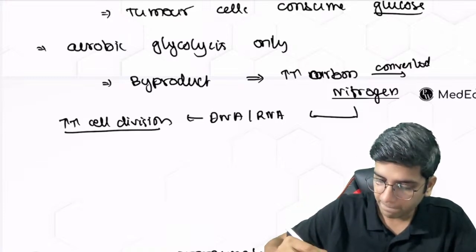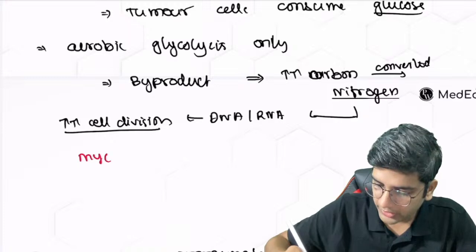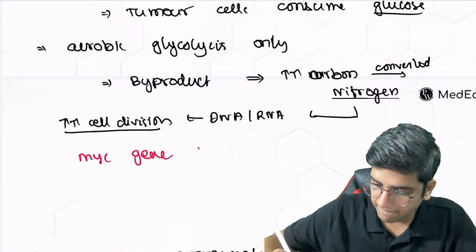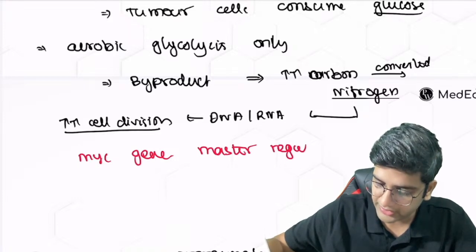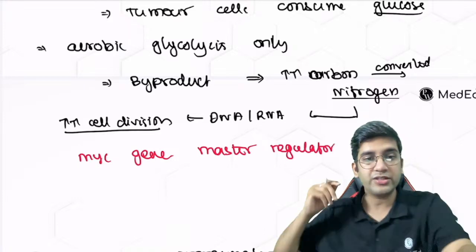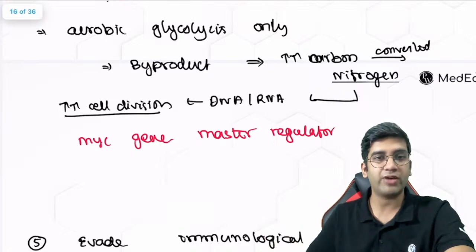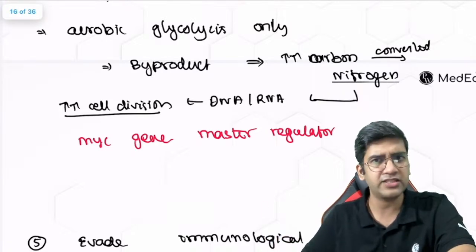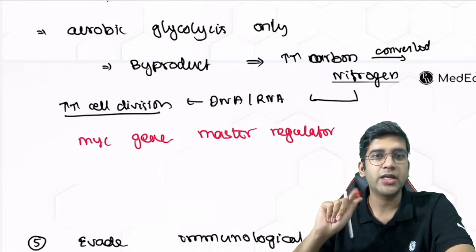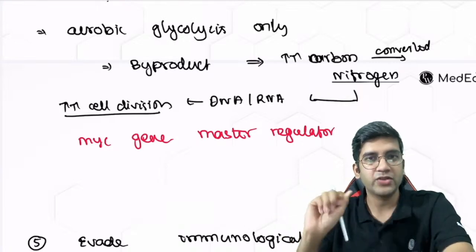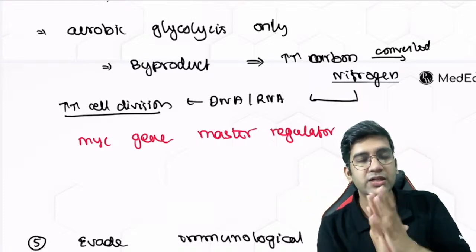The gene called MYC gene. MYC gene is the master regulator of Warburg's effect. Please mention this, that's important. MYC gene does everything which is required for Warburg's effect to be successful. Right? That's the gene. So I know what the process is. I know what the gene responsible for that is as well, right? Only one thing extra will add. So this completes Warburg's effect for me.